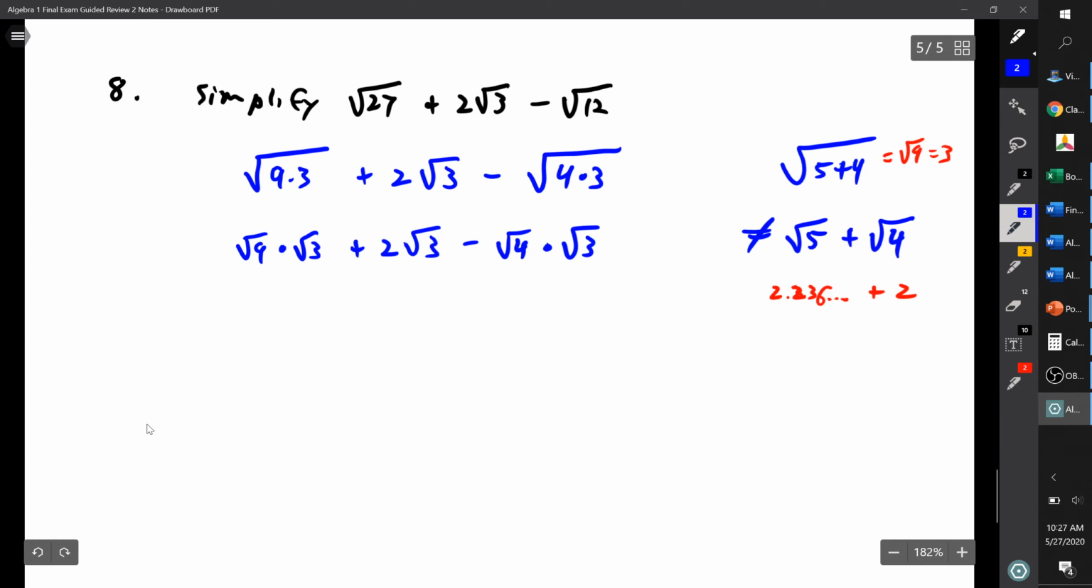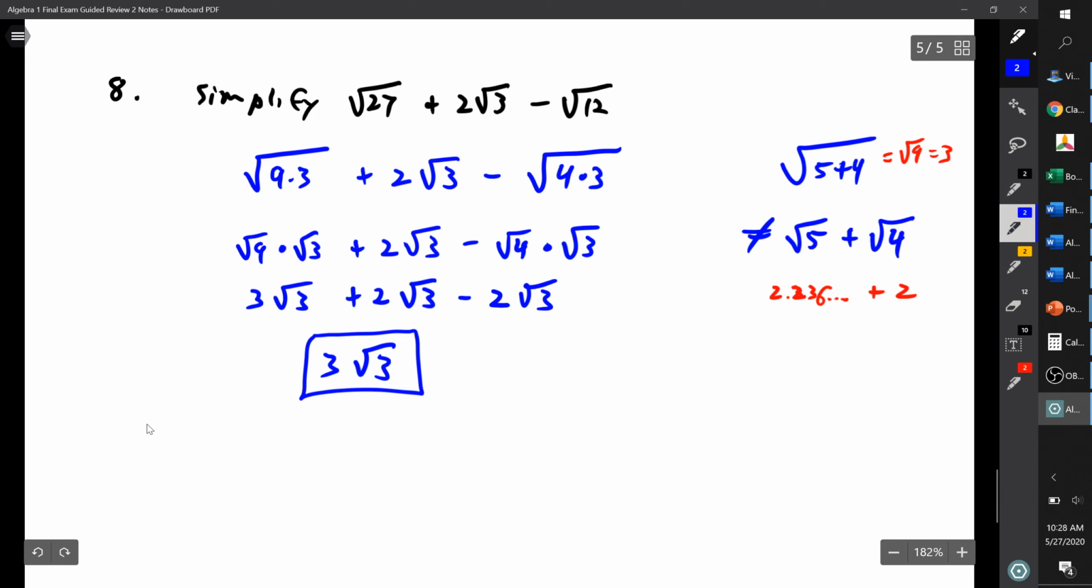All right, back to the problem. So square root of 9 is 3. So this becomes 3 root 3 plus 2 root 3. And then minus, what's the square root of 4? That's 2. 2 root 3. So 3 root 3 plus 2 root 3, that's 5 root 3, minus 2 more, or just 2 root 3 minus 2 root 3 is nothing. So I'm left with just a 3 root 3. Final answer.